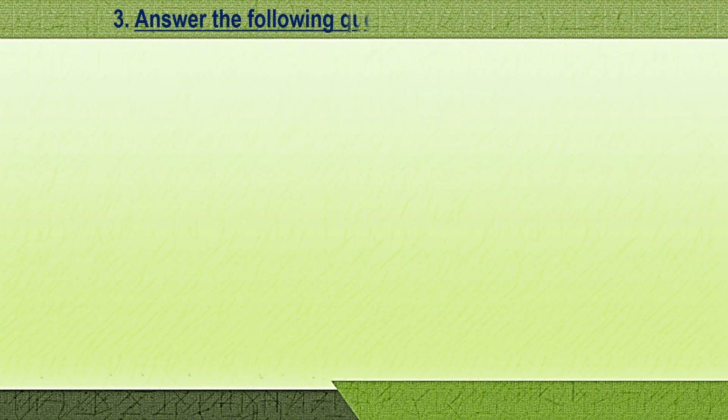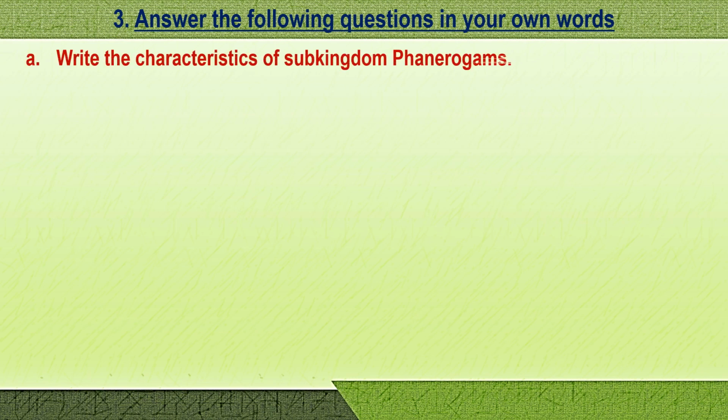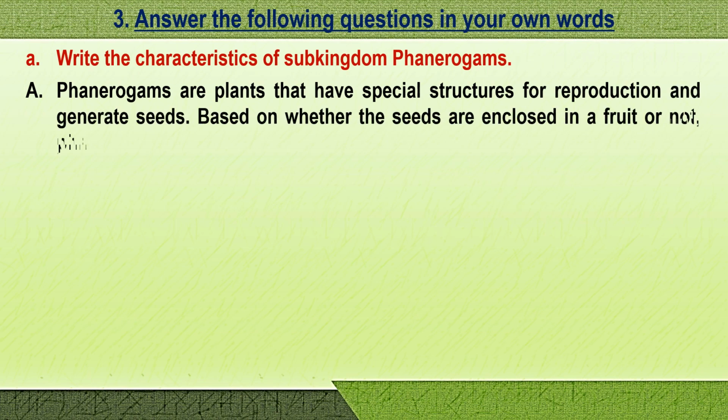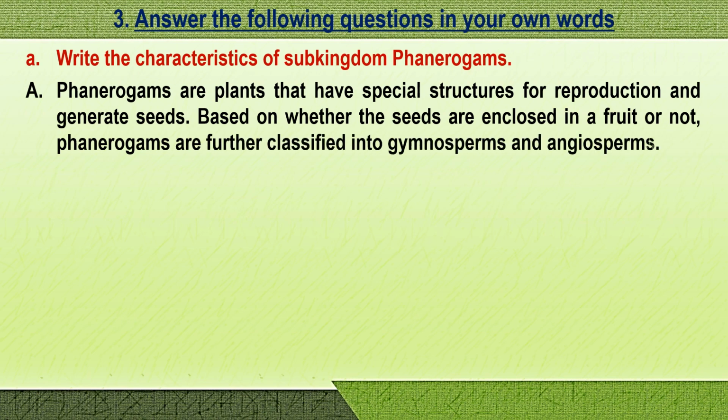In your own words, write the characteristic of subkingdom phanerogams. Phanerogams are plants that have special structures for reproduction and generate seeds. Based on whether the seeds are in a fruit or not, they are further classified into gymnosperms and angiosperms.